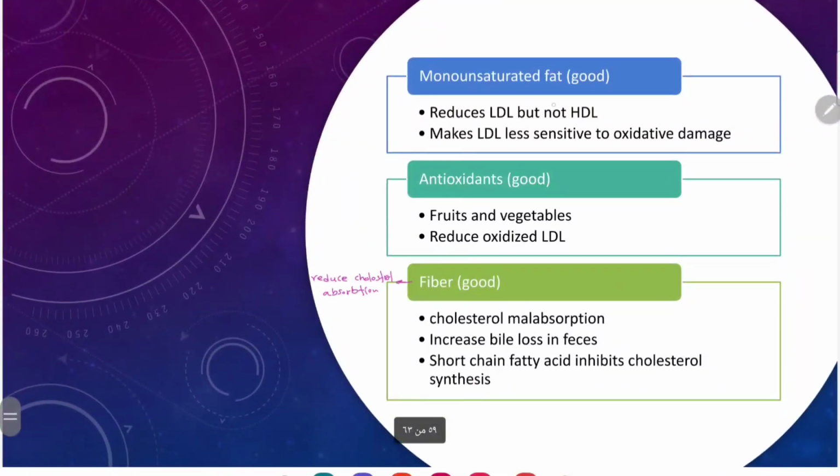Here we have monounsaturated fat, which is good. It reduces the low density lipoprotein but not high density lipoprotein. It makes LDL less sensitive to oxidative damage. And the antioxidants in fruits and vegetables reduce the oxidized LDL, so they are good. Fiber works on reducing cholesterol absorption, so it is excellent for the body, causing cholesterol malabsorption, increasing bile loss in feces, and short chain fatty acids inhibit cholesterol synthesis.